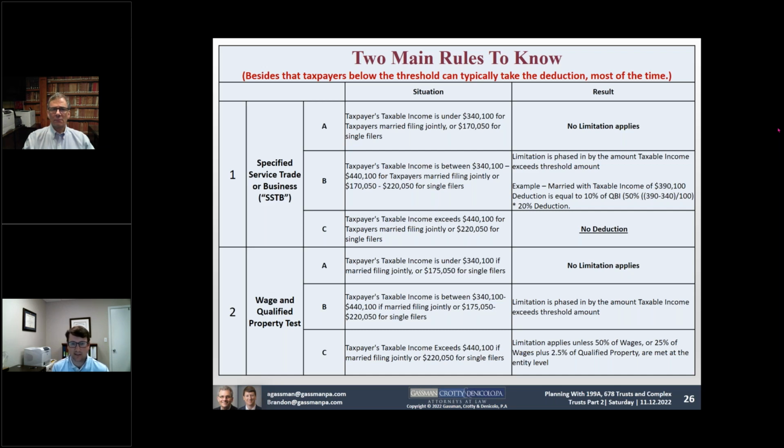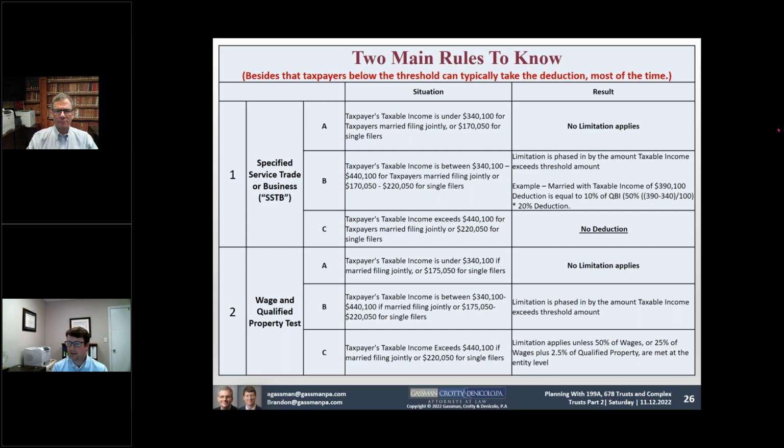The second test, and this applies to all businesses, regardless of whether you're a specified service trader business, is that if you're above those income thresholds, you have to have a certain amount of wages paid to get the full deduction, or a certain amount of qualified property to meet the requirements to take the full deduction. So for example, just to keep things simple, if you have income of $100,000 and you're going to take a Section 199A deduction of $20,000, you would have to pay at least $40,000 of wages in order to qualify for the full deduction, because the deduction is limited to 50% of the wages paid by the entity. And if you don't have enough wages, you don't get the full amount. If you only paid $10,000 in wages, then you would only get $5,000 of deduction.